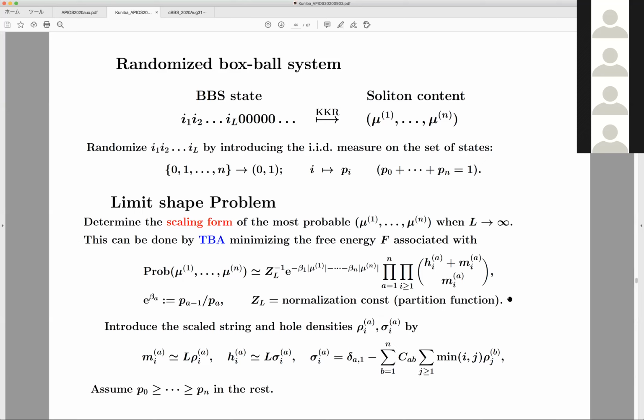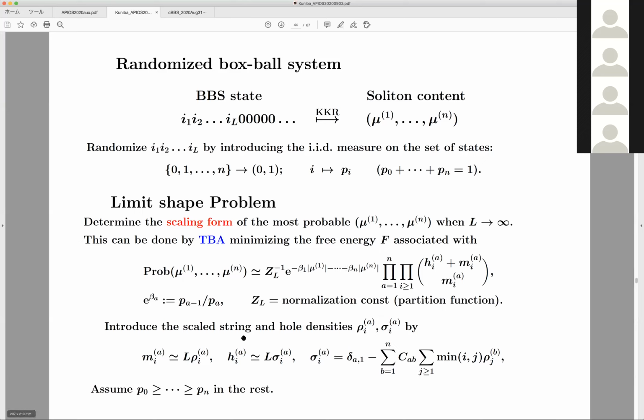So now, using this formalism, we can define the free energy. And minimization of the free energy gives the answer to this problem. So let me give you some basic steps and the final result.